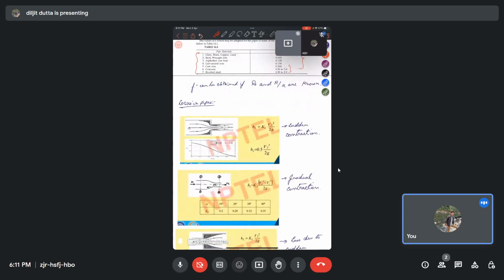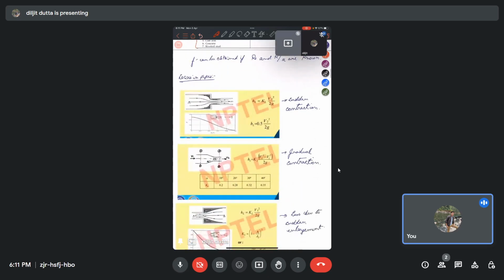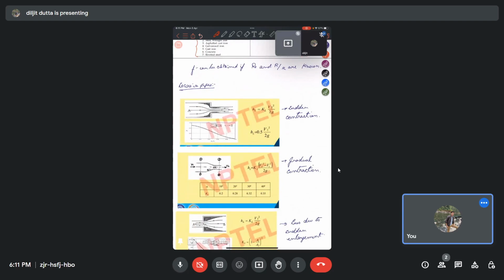Okay, and yeah, so next we will see what the losses in pipes are, and what the different types of losses are. So the first type of loss is when there is a sudden contraction in a pipe. You can see there is a sudden contraction. In that case, the streamlines will encounter a sudden change in the diameter of the flow. So they will be hitting these surfaces, and there will be eddy losses taking place.